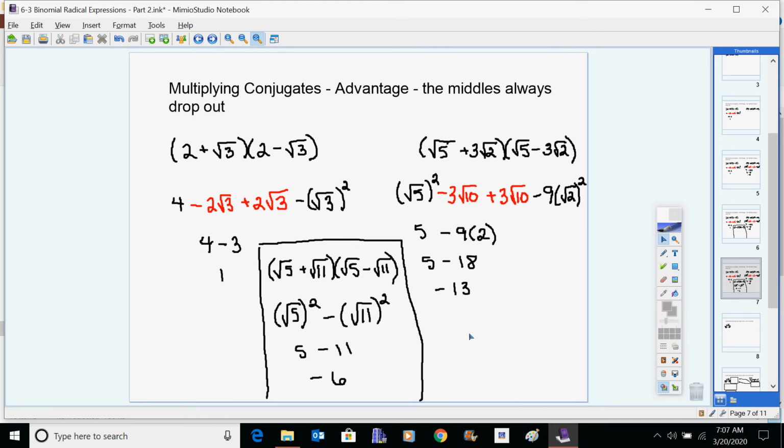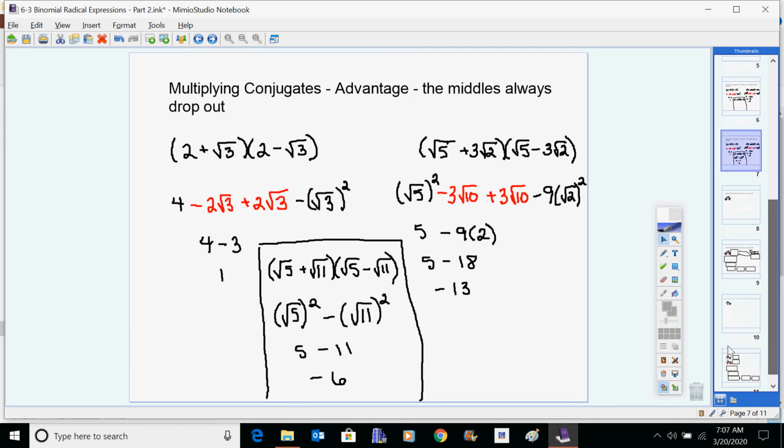Now for now, because you're just getting the hang of it, I would recommend actually writing in these steps so you don't lose track of anything. But remember, the idea is that very, very shortly down the road here, the whole point to doing conjugates is so that you don't have to put all this stuff in, and you can do maybe even a quick jump to 5 minus 11, which gives you negative 6, and 5 minus 9 times 2, which gives you negative 13, and use it as a shortcut.